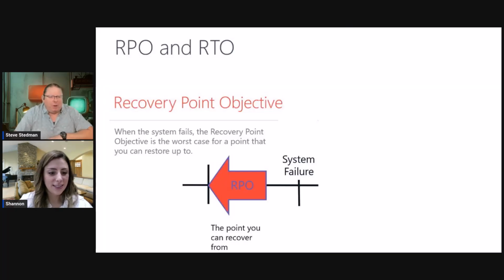So what recovery point objective or RPO is, it's basically when the system fails, what's the worst case scenario for a point that you can restore up to? So it's the point you can recover from. So let's say you have a full weekly backup that runs on Saturday nights, and that's your only backup on your entire system. Well, your RPO, if you fail on a Monday, is going to be about a day and a half. Your recovery point objective, if you fail midday on a Saturday, or late in the afternoon on a Saturday before that weekly full backup runs, well, you're almost 7 days of recovery point objective.